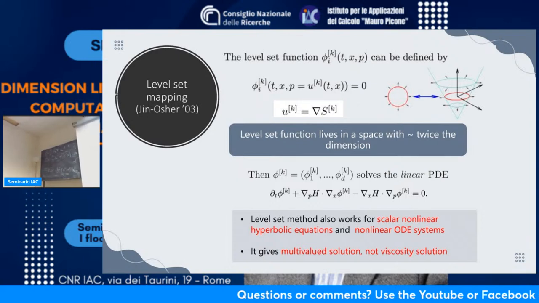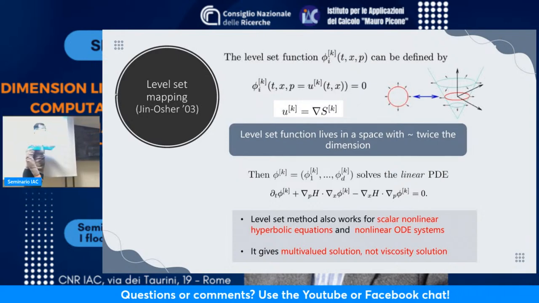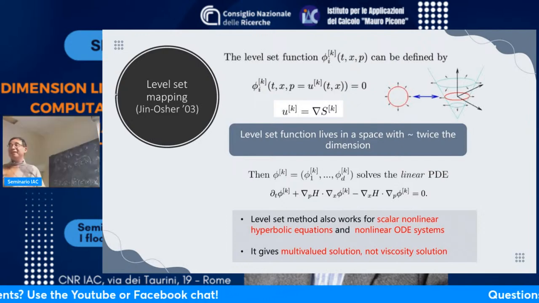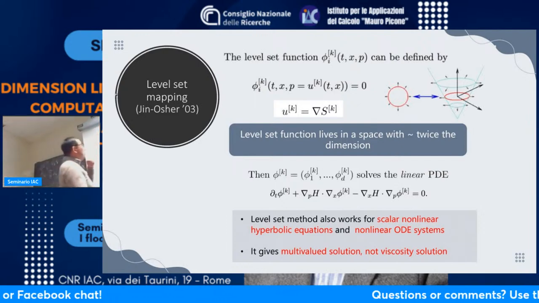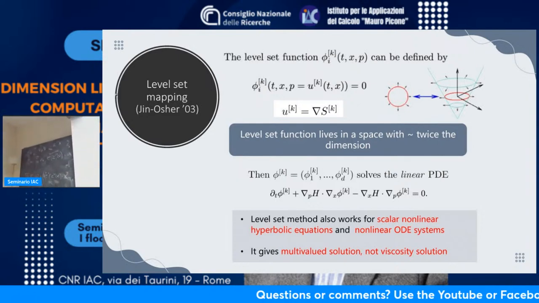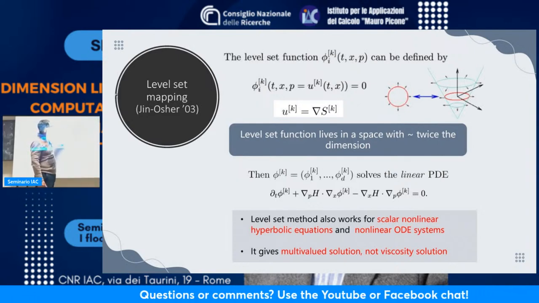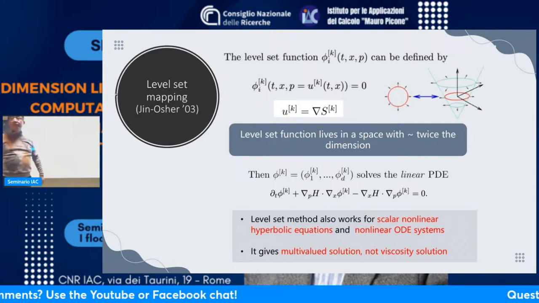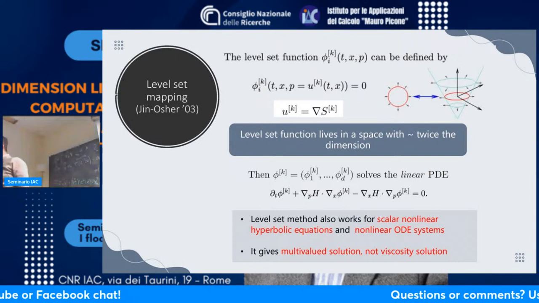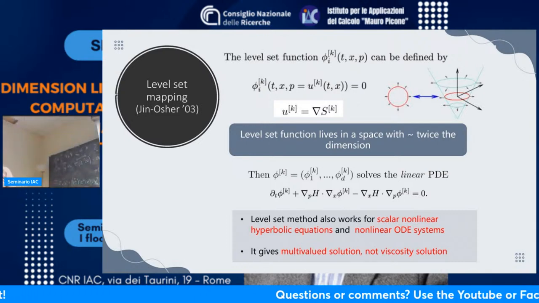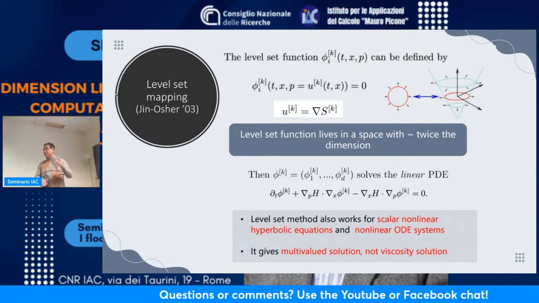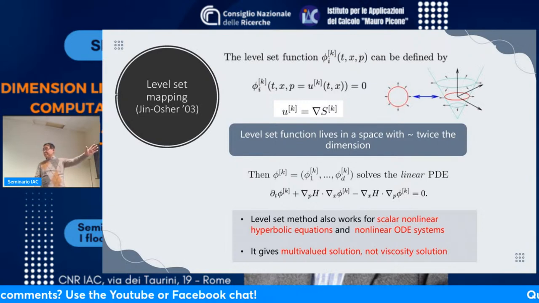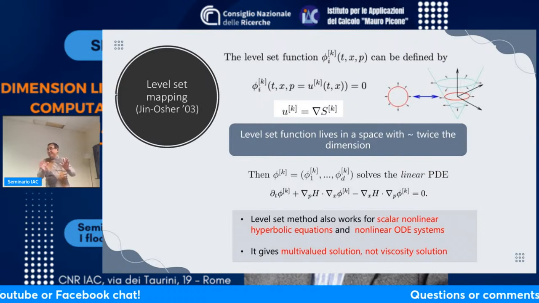Here's a picture. This cone is phi, and if you plot it at zero, then the red curve is your u. That is the definition of phi. Now for the Hamilton-Jacobi equation, the gradient of u is your p. It is just a matter of calculus: you can show that phi solves this equation, and that is nothing but the linear Liouville equation. So for Hamilton-Jacobi, if you use the level set, you get a linear Liouville equation, a linear PDE. By now we know how to solve linear ones.